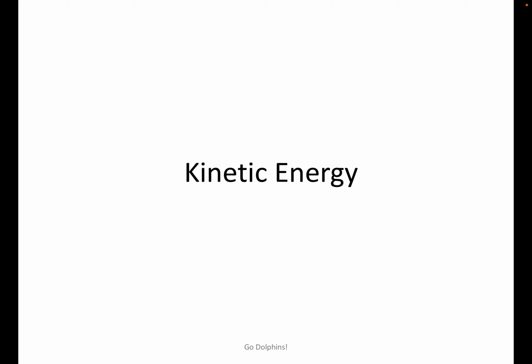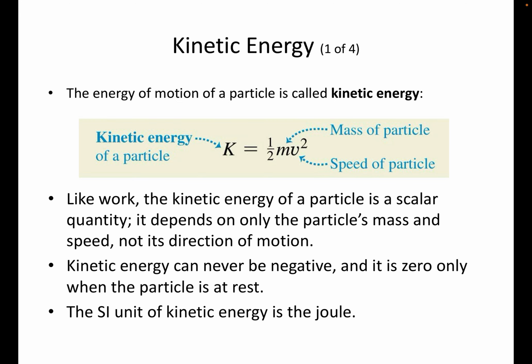Let's start with one of the most intuitive forms of energy, kinetic energy. Kinetic energy is simply the energy of motion. Any object that is moving has kinetic energy. We calculate it with the formula K, representing kinetic energy, equals 1/2 mv squared, where m is the mass of the particle and v is its speed.